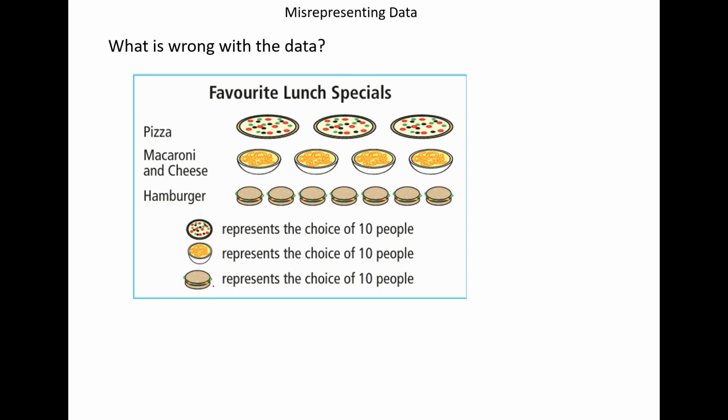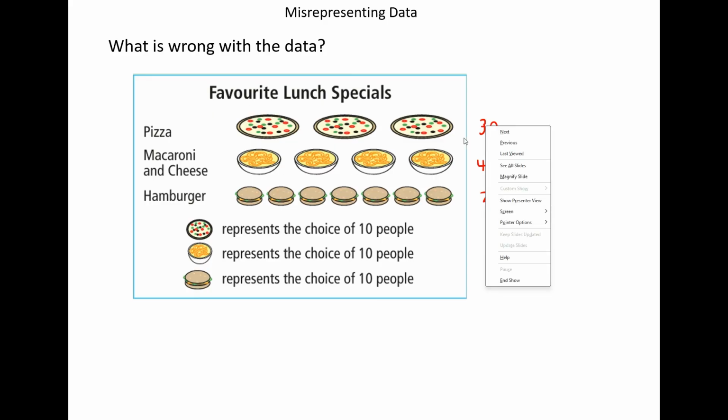So what's the most popular lunch special? Well, it looks like hamburgers, right? Because one hamburger represents 10 people. So 1, 2, 3, 4, 5, 6, 7. This should be 70 people here. Macaroni and cheese is 40. And pizza is 30 people. Only 30 people like pizza.